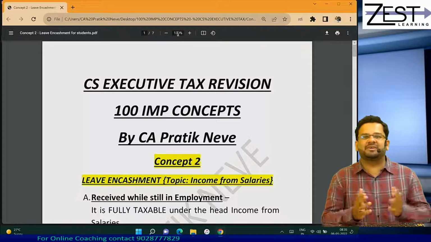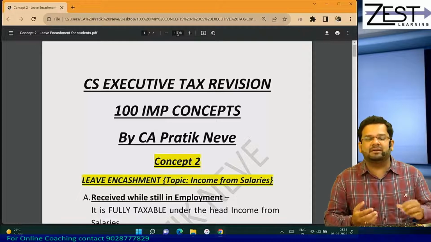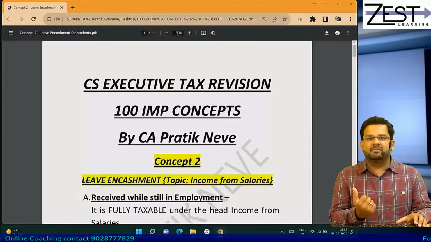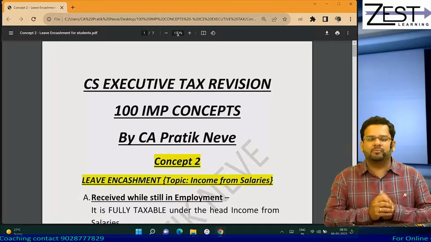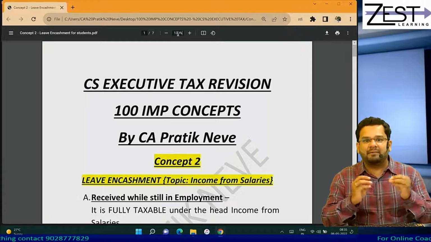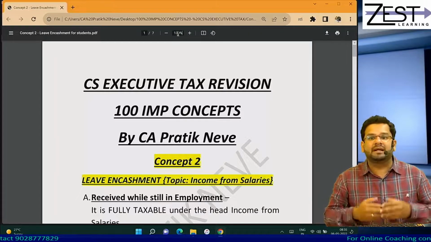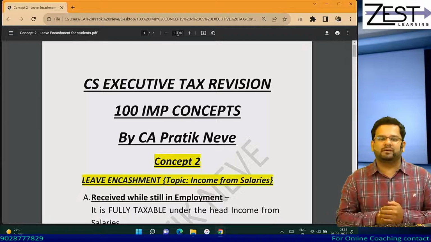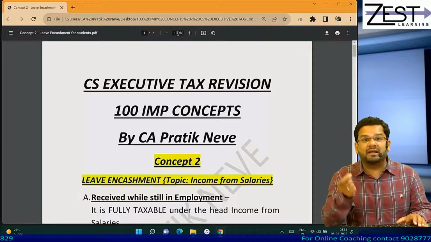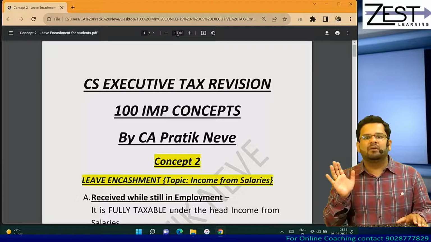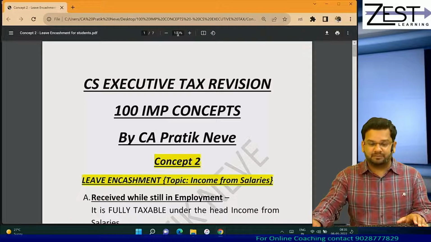What is leave encashment? When I'm entitled to some leaves in a company as an employee, but I don't take those leaves, that means I work extra, so I am now entitled to getting an amount against those leaves. That is called leave encashment. Such leave encashment, which is received while I am still in employment, will become fully taxable under the head of salaries.